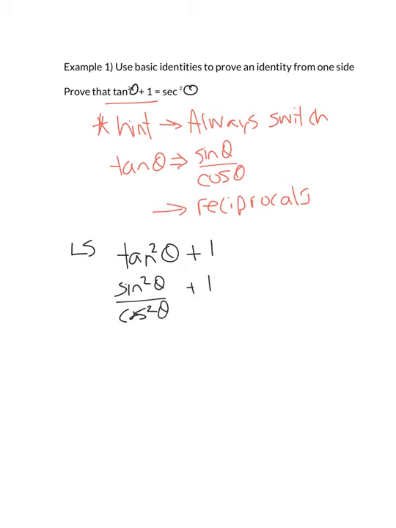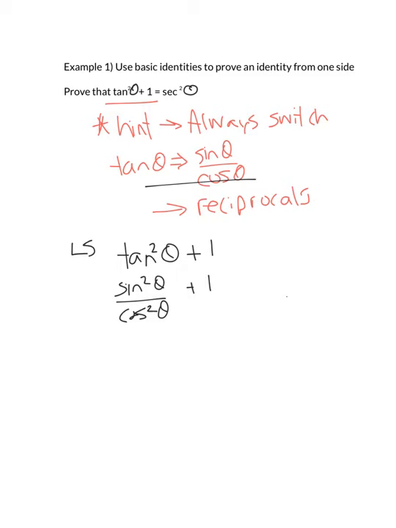Now that should make sense to you. If tan is equal to sine over cos, it only makes sense that tan squared would be sine squared over cos squared. And if that doesn't make sense to you, you could always write it as sine theta over cos theta squared, and then you know that the 2 would have to go into both. So maybe that will help you a little bit more.